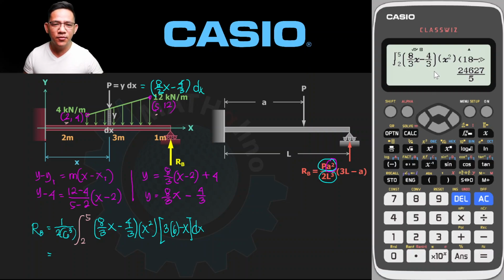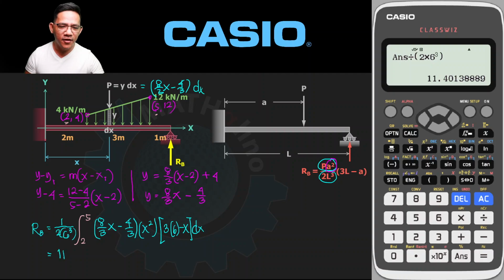8 alpha x squared, may I check? We have this 2 from 2 to 5 minus 4 thirds. Correct. 18 minus alpha x. All right. The answer is that one divided by 2 times 6 cube. Okay. So 8209 over 720 in decimal, that is 11.4. This is 11.4 kilonewton. That is our answer for RB.